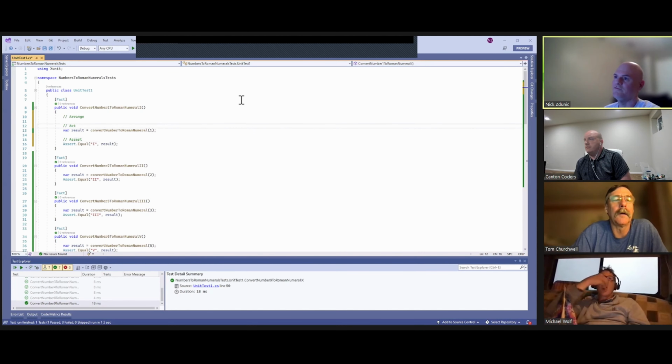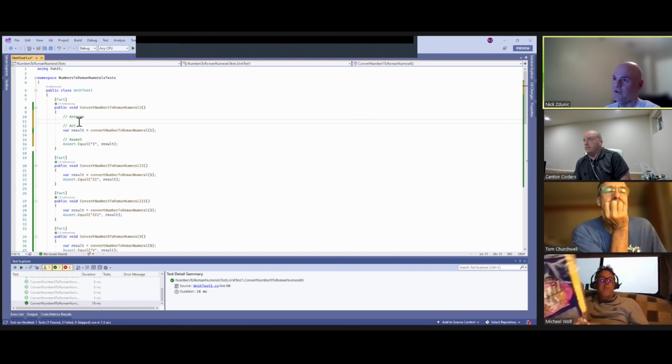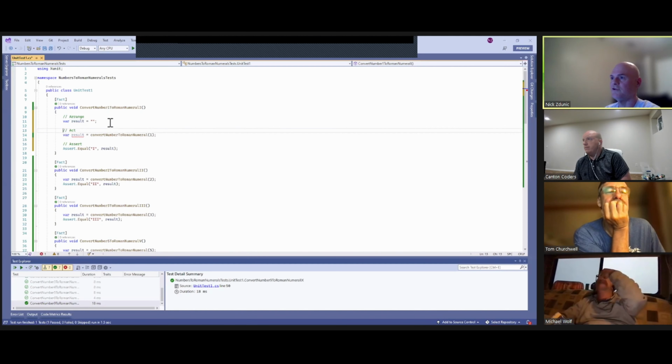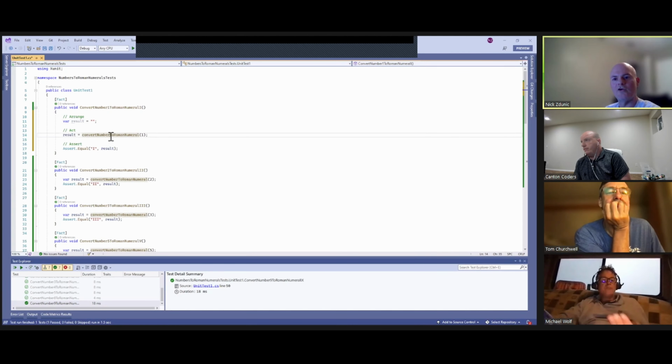Like these are both the act of arranging and acting. So the arrangement could conceivably be this. Okay, just declaring the string, the result string. We act on the code under test, and we assert the result. So that's arrange, act, and assert.